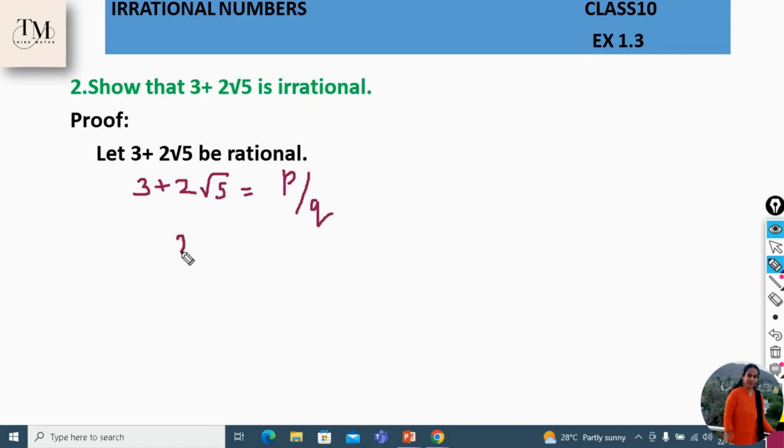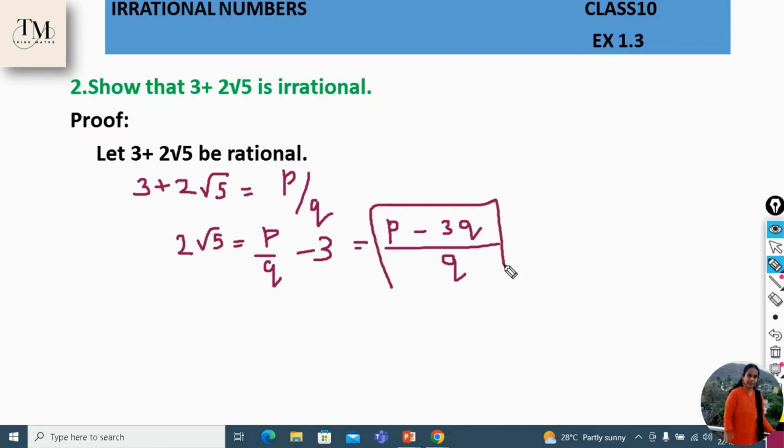Okay. So 2 root 5 will be equal to p by q minus 3. This plus 3, when it comes to the right hand side, becomes minus 3. So when I take LCM as q, this becomes p minus 3q. So what is p minus 3q divided by q? Both p and q are co-prime, so this will be a rational number.